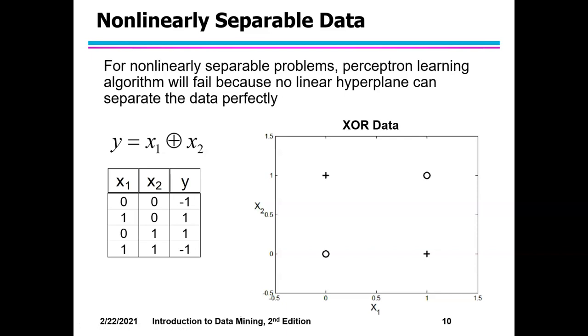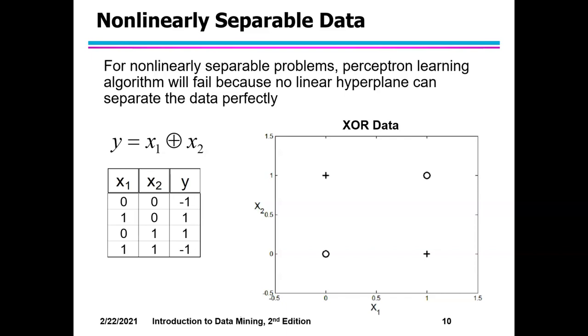If we look at this one, non-linearly separable data. In case your data is non-linear, how do we deal with that? This is also a challenge. The perceptron learning algorithm will definitely fail, because no linear hyperplane can separate the data perfectly, right? So there are some challenges there.